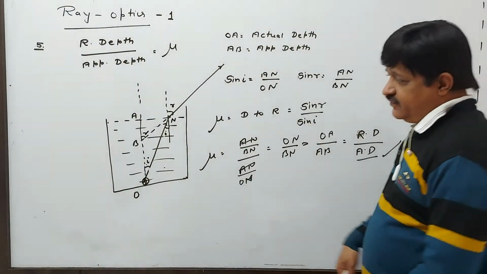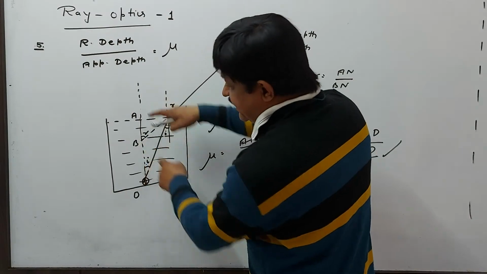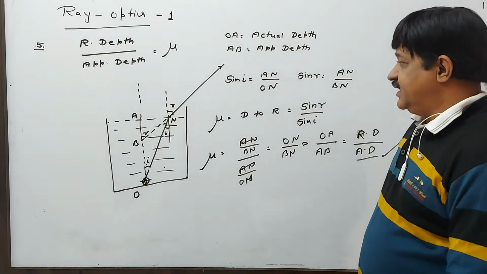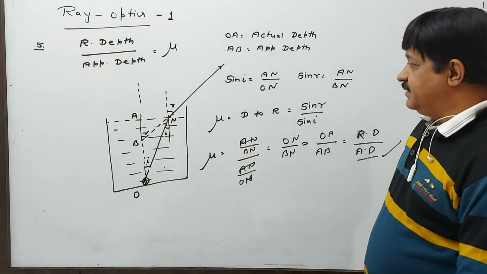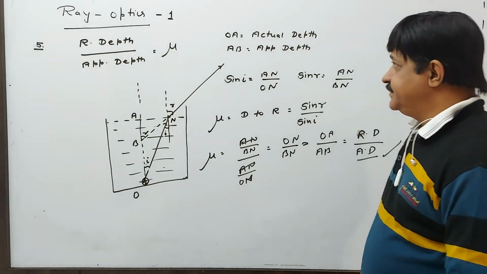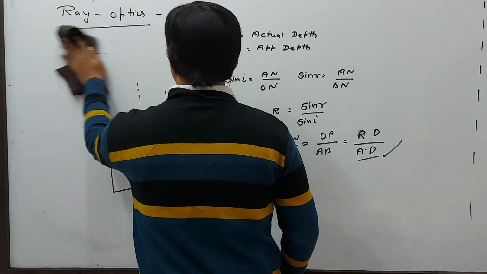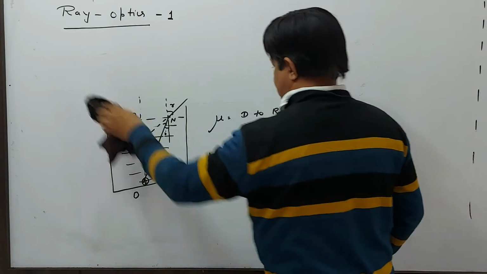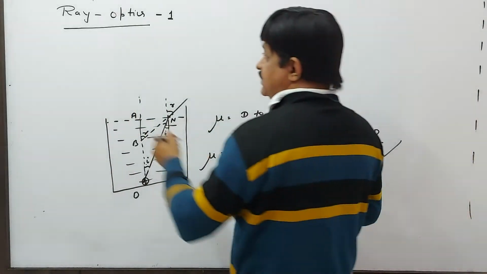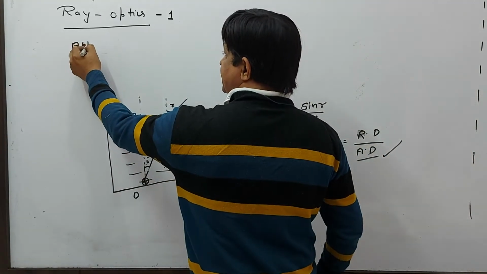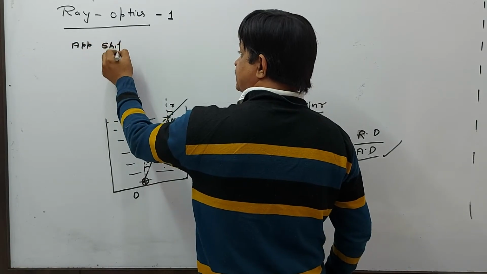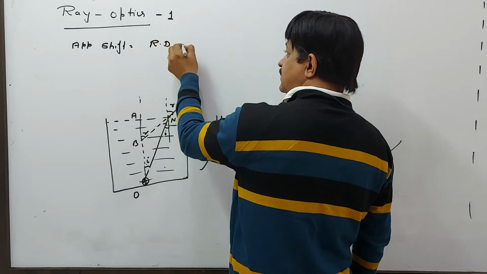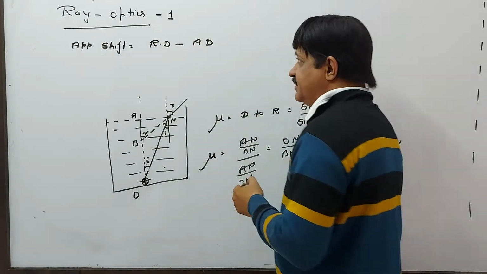The difference of real depth and apparent depth is called shift. So here the next concept is what will be the apparent shift. Apparent shift must be equal to real depth minus apparent depth.